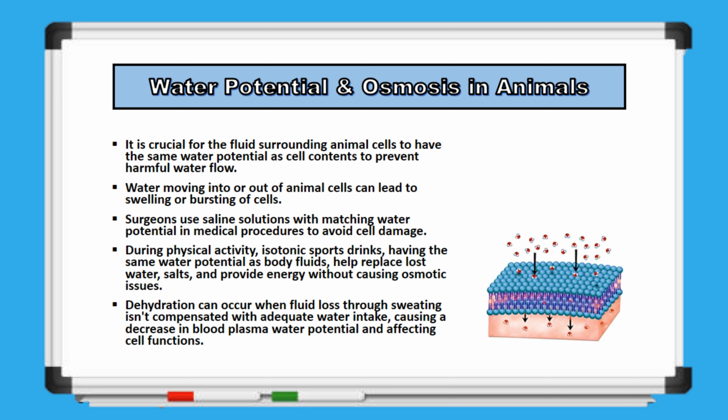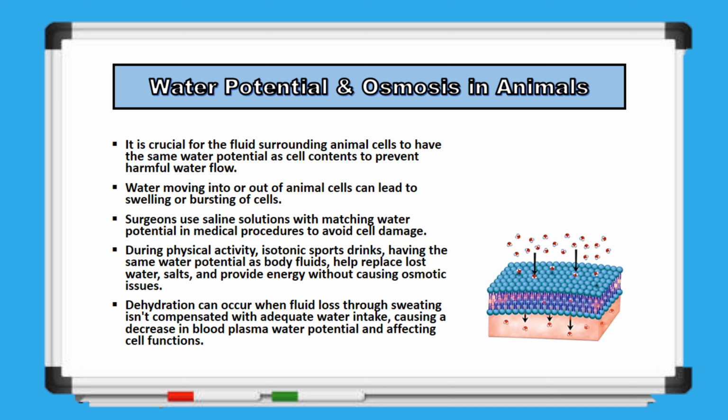For animal cells to function properly, it is essential that the fluid surrounding them has the same water potential as the cell's contents, to prevent harmful water movement. If water moves into or out of animal cells, it can cause them to swell or even burst. To avoid this, surgeons use saline solutions with matching water potential during medical procedures to prevent cell damage.